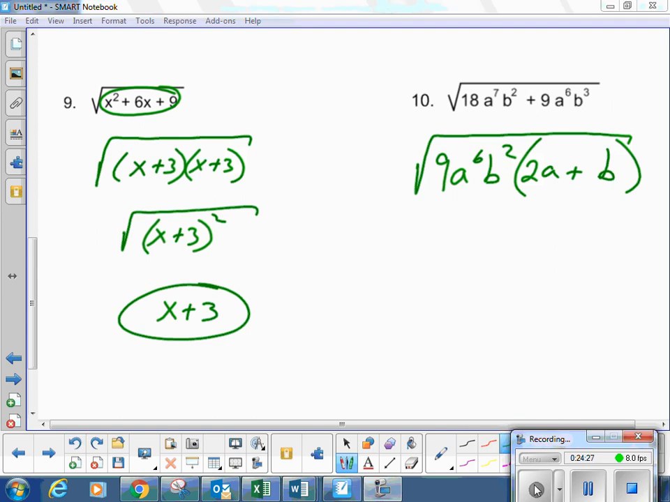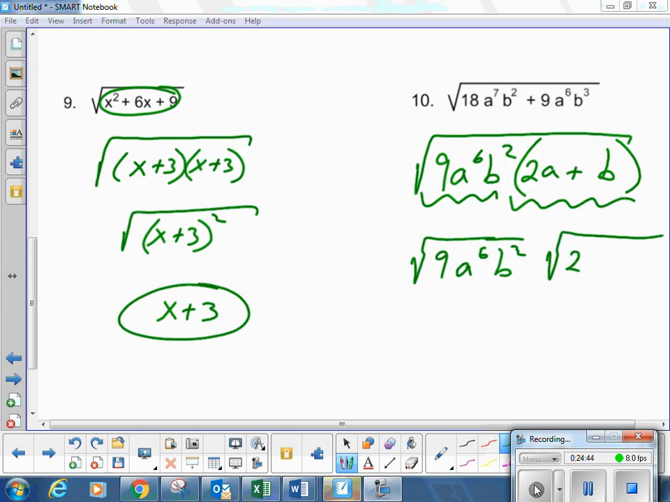Okay, so now I have two pieces that are multiplied to each other, which means that yes, I can separate them into separate radicals. 9a to the 6th b squared, and a radical of 2a plus b.